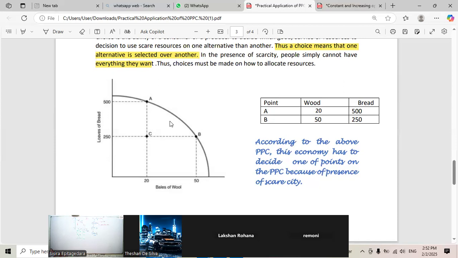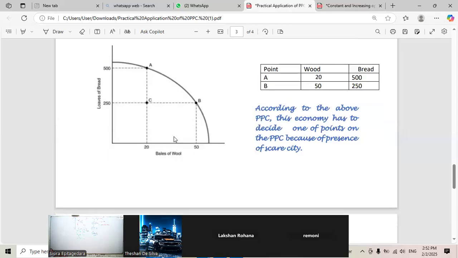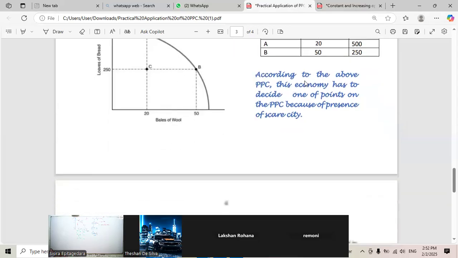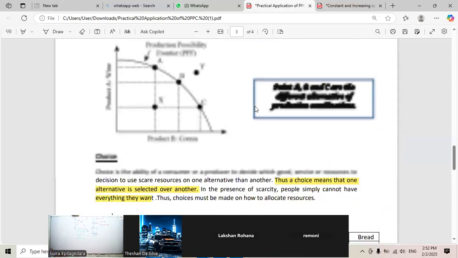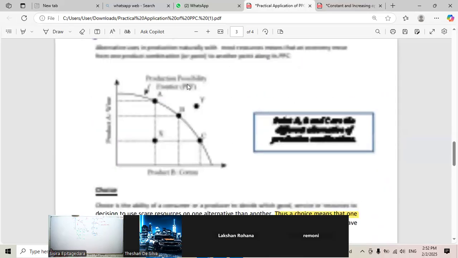If one point is selected, opportunity cost takes place, right? Opportunity cost comes or takes place. You can see according to the above PPC, this economy has to decide one of the points on the PPC because of the presence of scarcity. Clear? You can show all the concepts of scarcity, alternative uses, and choice on one diagram.